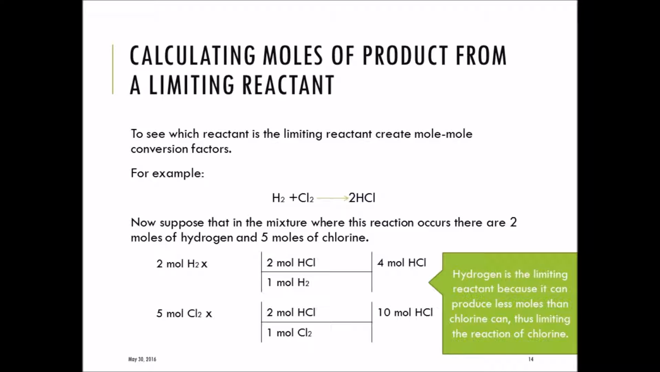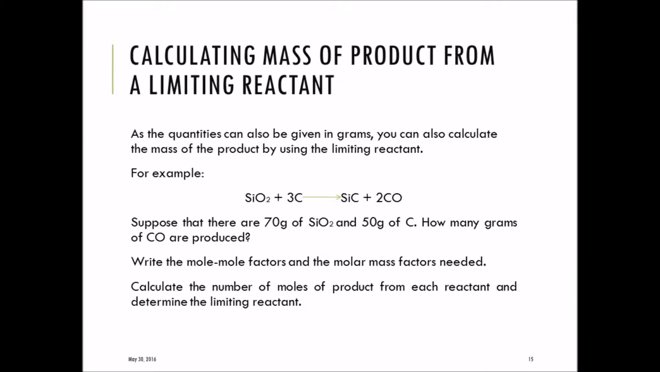As the 4 moles is less than the 10 moles, we have to say that the hydrogen is the limiting reactant because it will be used up first, during the first 4 moles, while the chlorine could be used up to 10. Calculating mass of product from a limiting reactant.